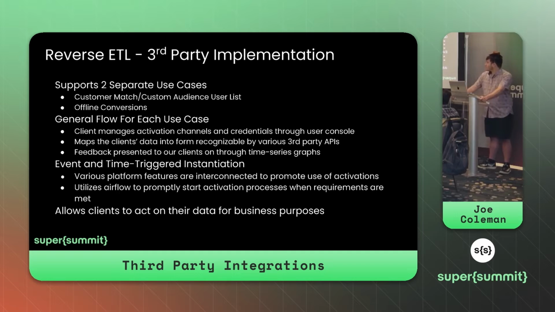I don't know if any of you are familiar with Habu, but for our third-party integrations, we mainly rely on activating client data to a few different third-party partners. In these cases, that's usually different social media platforms, our advertisers such as Google, Snapchat, Twitter, and Facebook. We support two separate use cases. There's a little bit of overlap, but there are some idiosyncrasies that make them quite separate.